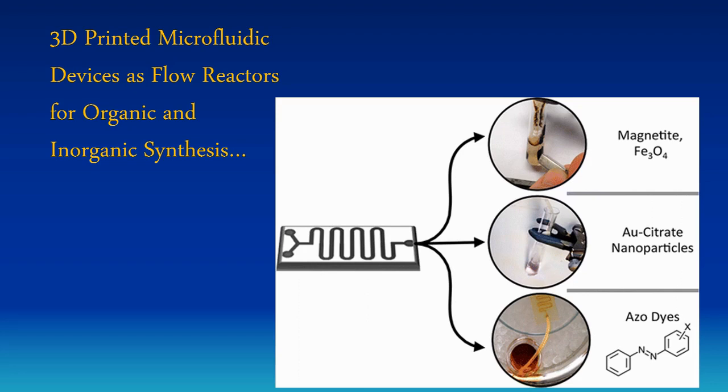So some of the examples here, we're making magnetic nanoparticles for waste remediation, or making gold nanoparticles for a different application, or making different types of organic dyes. So in each case, sometimes it helps to be able to make very, very small quantities of material, so you're using less reactant and producing less waste as the outcome.